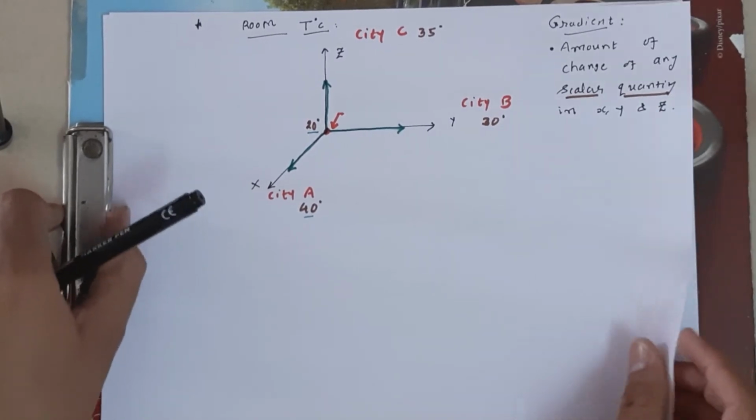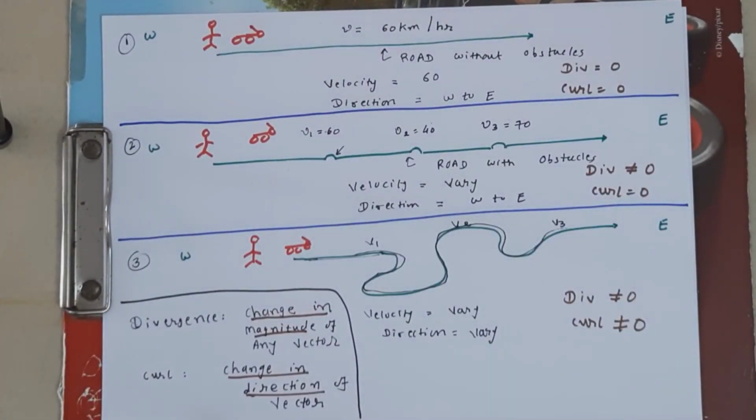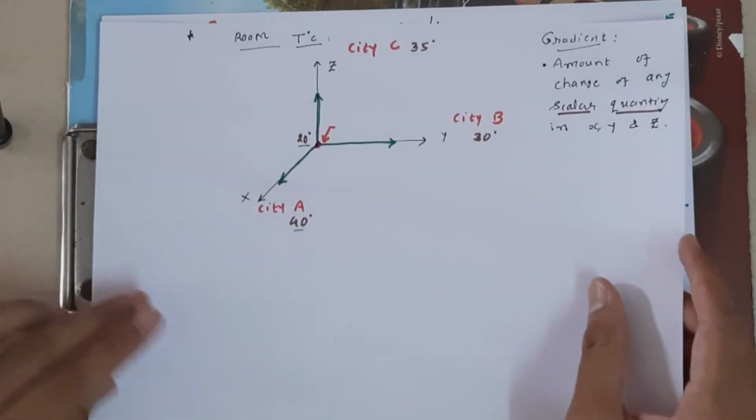So here we have finished the discussion about what divergence is. Divergence means change in magnitude of any vector quantity. Curl means change in direction of any vector quantity. And what do you mean by the gradient?